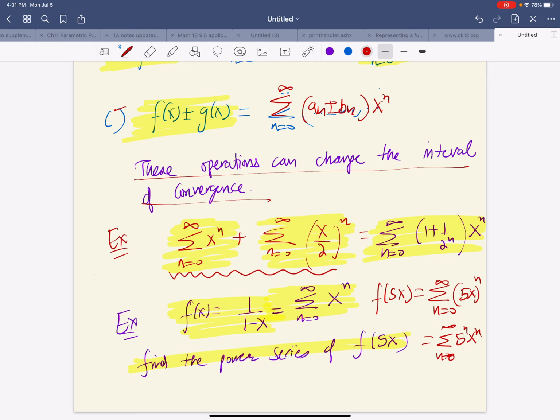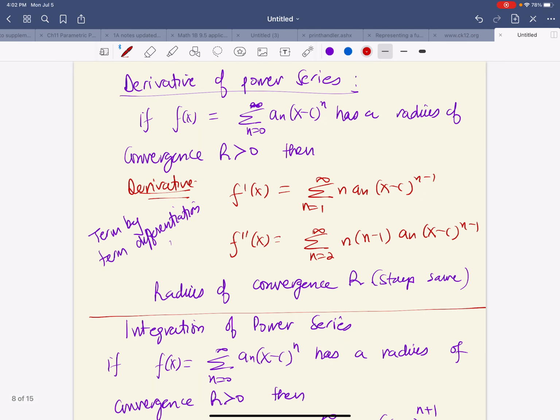If I were to find the power series representation for f of x cubed, I would simply replace the x by x to the third in here, and I would get summation n is equal to 0 to infinity, x to the third to the power n, which is summation n is equal to 0 to infinity, x to the power 3n.